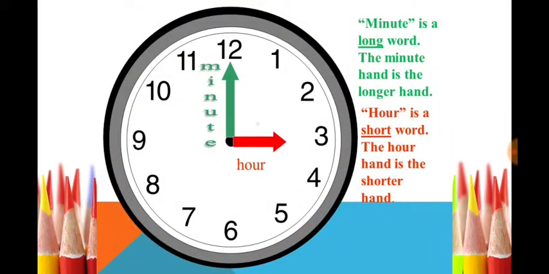And as a revision also, the long hand is for minutes and the short hand is for the hour. Remember, the word hour is short. That's why it has a short hand. It's like a joke, but you have to relate the length of the hand with the length of the word. So it's a short word with a short hand, and a long word, which is minute, for the long hand.